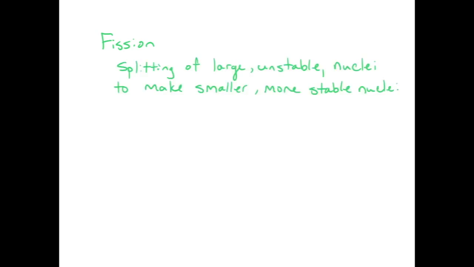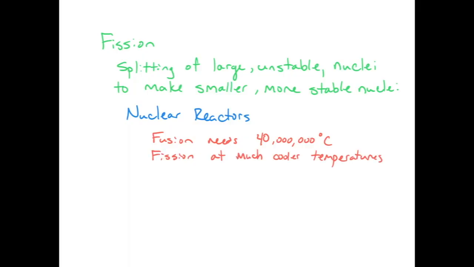It's the splitting up of an unstable nucleus in order to achieve a more stable state. Fission is what's happening in nuclear reactors to produce energy by taking large unstable nuclei and splitting them up into smaller, more stable nuclei, and as a result, it also releases energy. But what makes this different than fusion is that fusion requires temperatures of nearly 40 million degrees in order for fusion to occur. But fission can occur at relatively low temperatures, and so this process can be done in a controlled environment in a nuclear reactor.